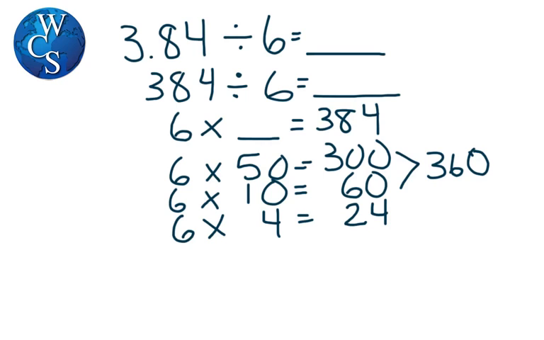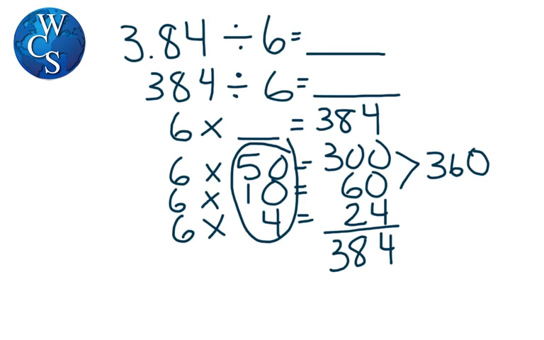And when I add up all of my amounts, I get 384. Next, I'm going to add up all of my factors that I used, and that's going to be 64. So now I know that 6 times 64 is 384. So that means 384 divided by 6 is 64.